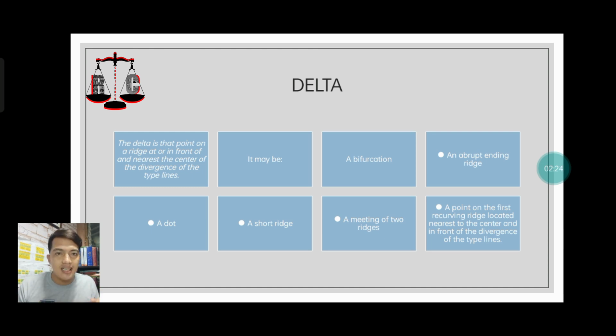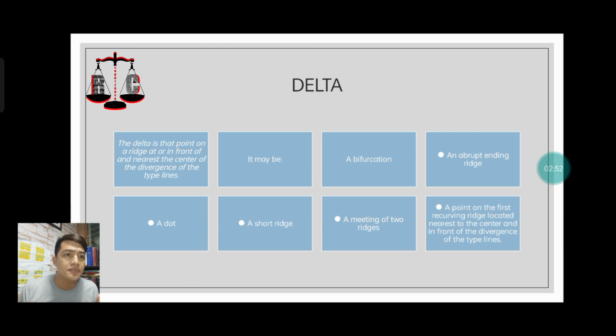Pwede siya nimo i-consider siya as delta, provided nga mo follow ka sa iyang definition, nga naa siya sa duol or at the center or in front of your type lines. Then a dot. So a dot, pwede siya consider nimo siya as a delta, provided again nga naa siya sa definition nga nasulod nga nadapit sa type lines. A short ridge. So gamay ra siya nga ridge nga naa sa imong tunga sa imong type lines or in front of your type lines.